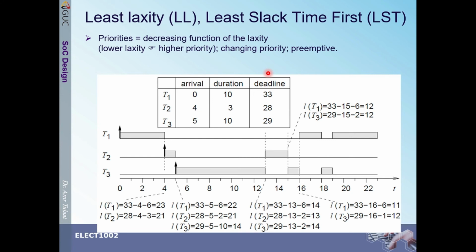But this is not the only way. We have another way called least laxity or least lag time first. Let's work on this and see what is the problem of this system. This is the same three tasks we had before. I'm not going to concentrate only on the deadlines, but I'm going to concentrate on the slack. If you have less slack, then you have higher priority.